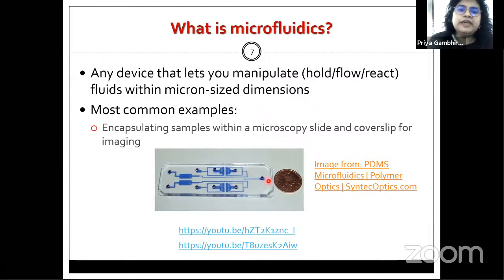Okay. Why I put this image over here is to give you an idea of how small these devices can be. So this is just a coin of some currency. And you can see that the devices, the channels are actually much, much smaller than that. To just give you a perspective of how small a microfluidic channel can be.